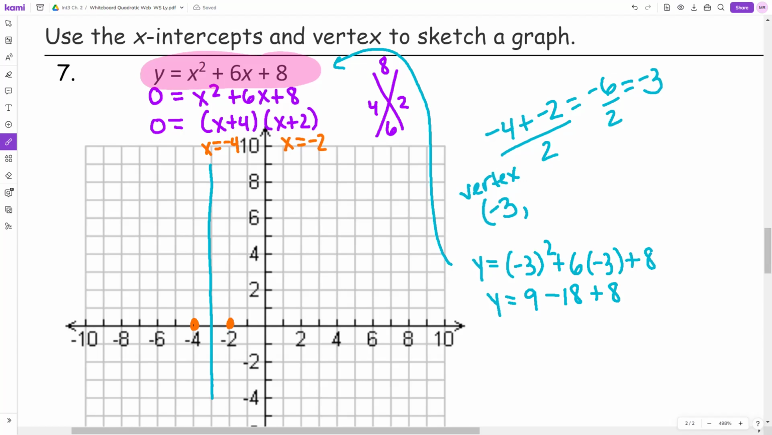Well, 9 minus 18 is -9. -9 plus 8 is -1. So my vertex is going to be at -3, -1. That is my vertex. Okay, so I'm going to go down to -3, -1, which is right here. I'm just going to get rid of that line. And this is going to be a sketch of my graph. I'll teach us how to more accurately graph it, but they're asking us for a sketch using the x-intercepts and the vertex.